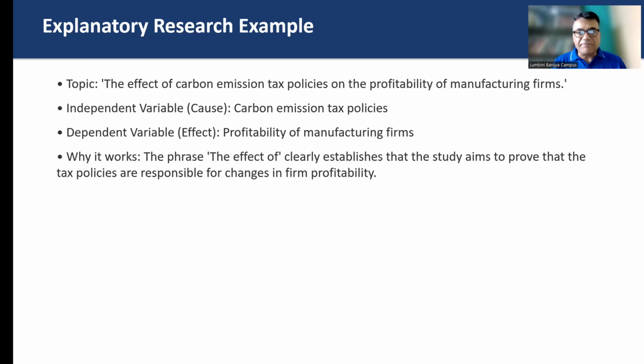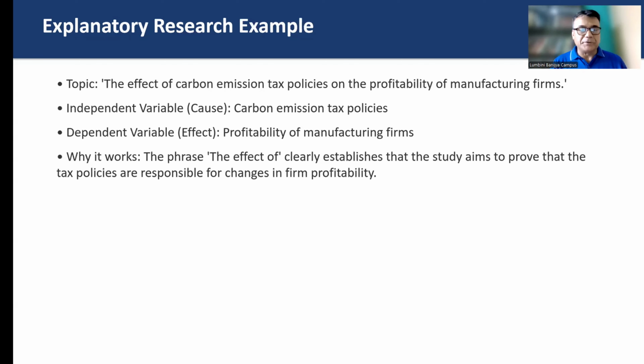So I'm showing you one research topic for the explanatory research example: the effect of carbon emission tax policies on the profitability of manufacturing firms. Here the independent variable, that is the cause, is carbon emission tax policies. The dependent variable, that is the effect, is the profitability of manufacturing firms. Why it works? The phrase the effect clearly establishes that the study aims to show that the tax policies are responsible for changes in firm profitability.